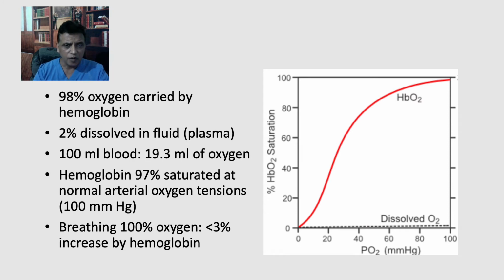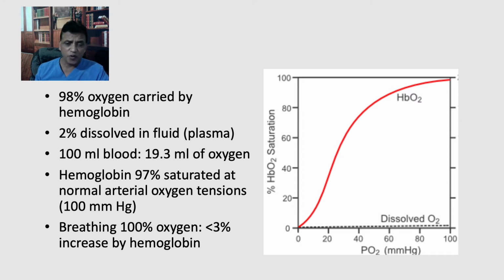Now let me draw your attention to this graph. This is the hemoglobin oxygen dissociation curve. The horizontal axis is the partial pressure of oxygen in the alveoli, and the vertical axis is the saturation of hemoglobin with oxygen. As you can see, at a partial pressure of oxygen of around 100 millimeters of mercury, which equates to the partial pressure of oxygen in the atmosphere, hemoglobin is about 97% saturated, right? That's breathing normal air. So when you're breathing normal air, 97% of hemoglobin is already saturated.